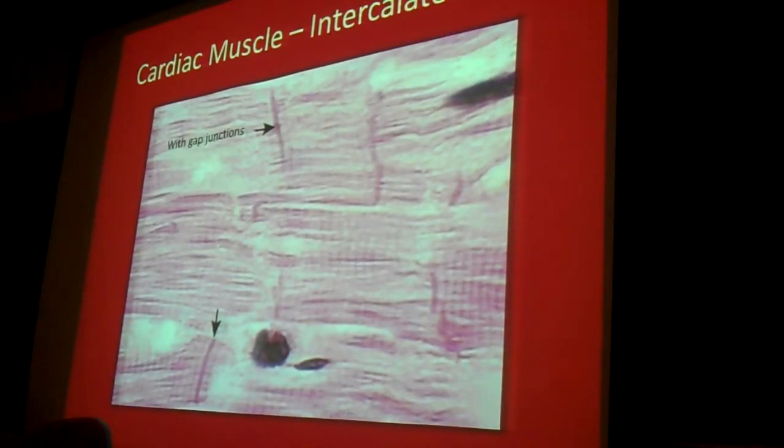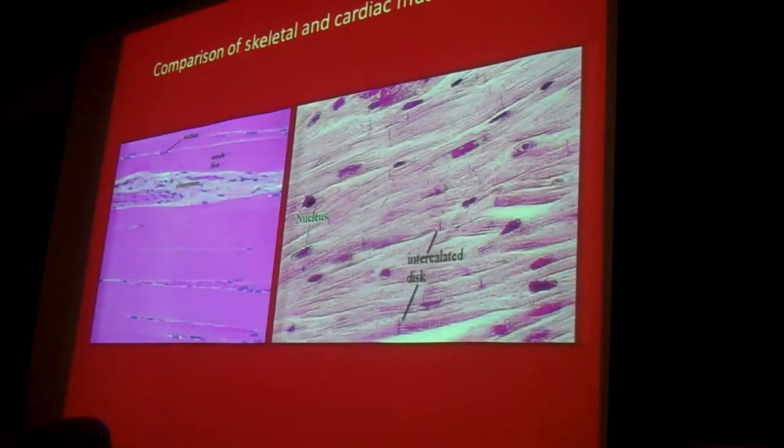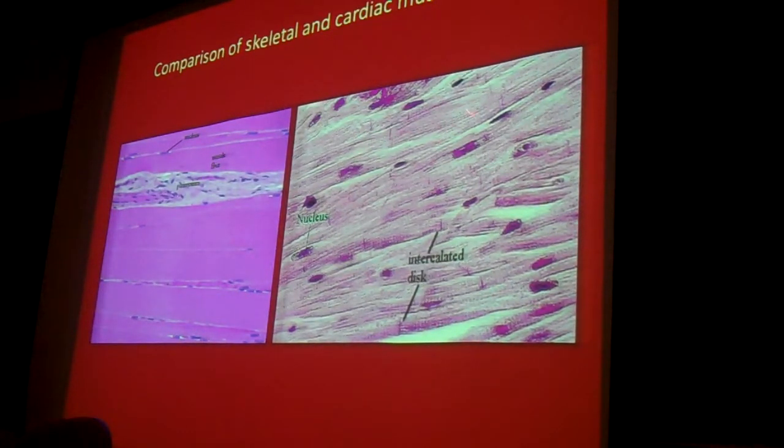This is a pretty good shot of cardiac muscle here. You can see how short the cells are. They're nothing like the skeletal muscles. They're not much bigger than the nucleus themselves sometimes. So what is the intercalated disc? It's this line. It's the cell wall between the two muscle cells. So you're going to see those lines in cardiac muscle. You won't see them in skeletal muscle.